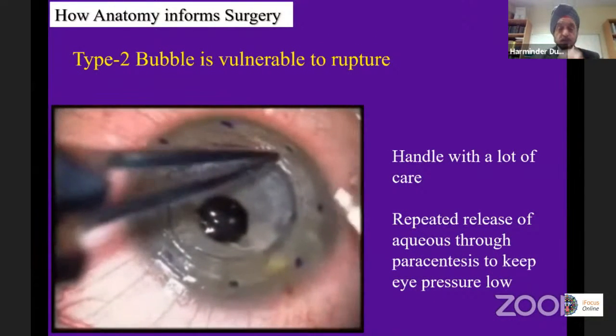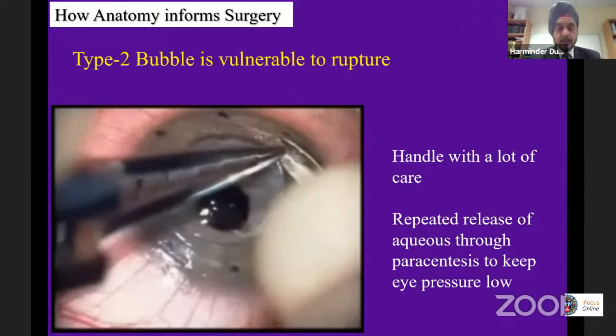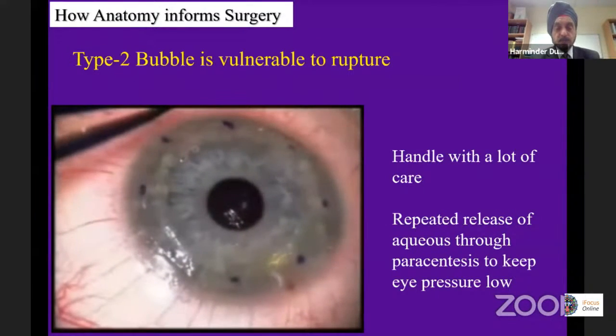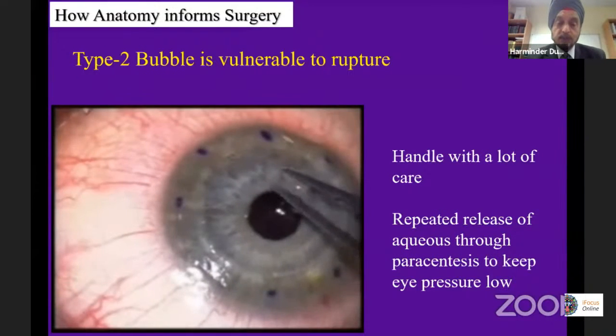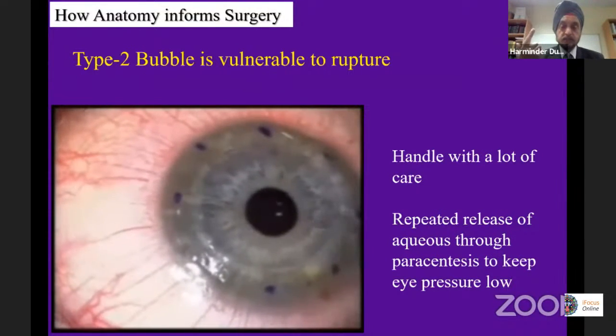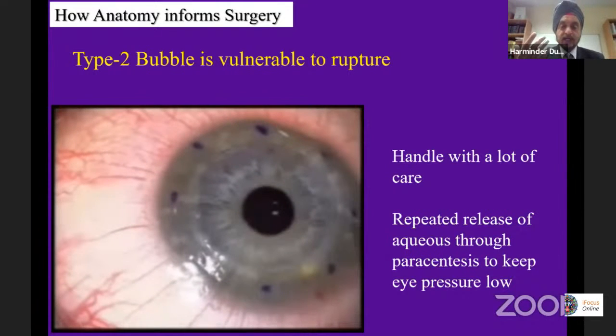But watch this video, don't blink. As I nip that edge there, the whole Descemet bursts. Now, this is before we knew about type 1 and type 2 bubbles, and it's a 360-degree rupture of the Descemet membrane, all gone, right?